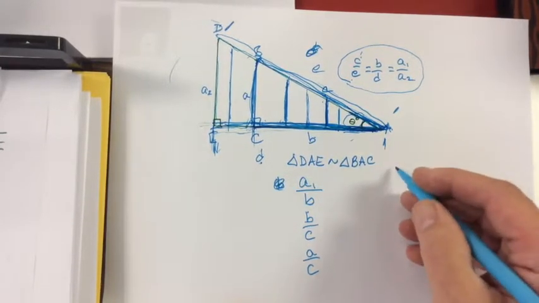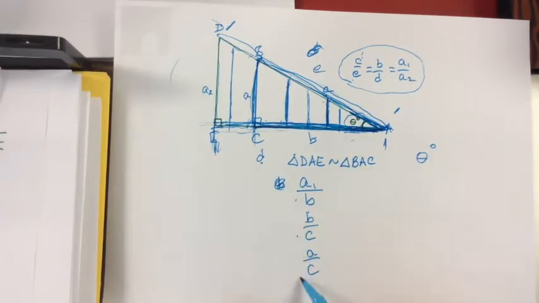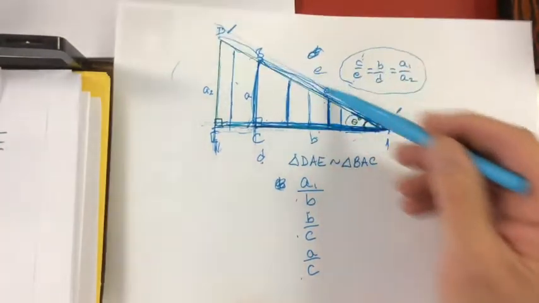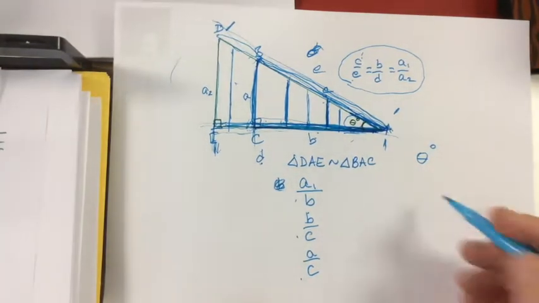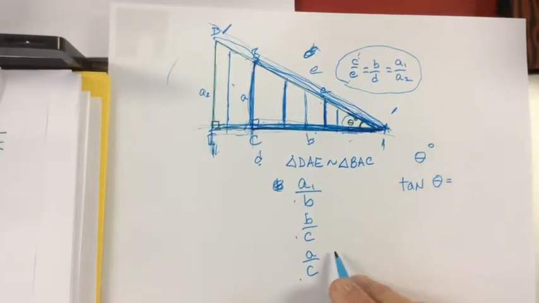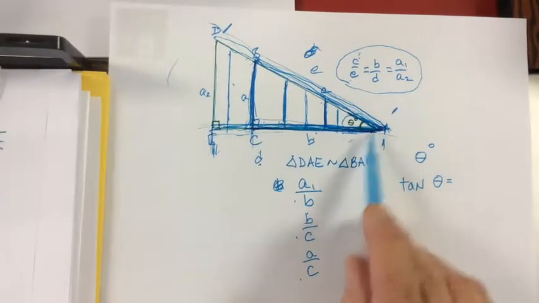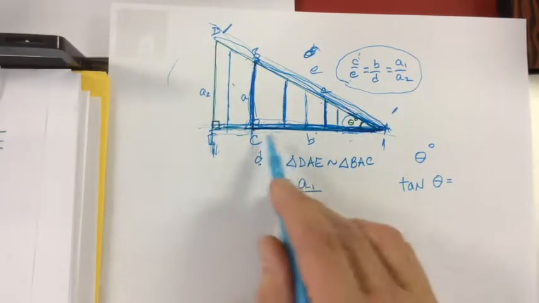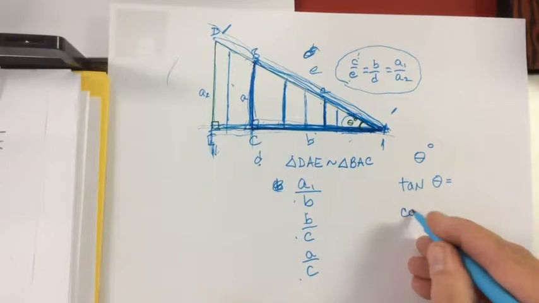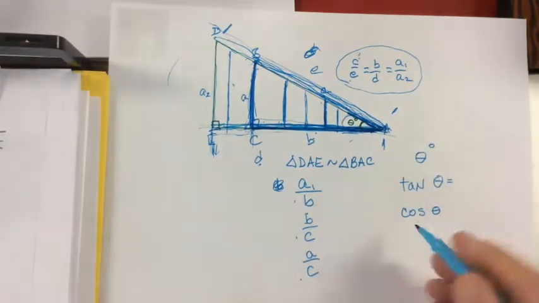So that means that for any angle theta, I could make a list of these things. Now you'll notice that A over B is actually the slope of this line, rise over run. We call this the tangent of theta. Which one is the tangent of theta? A1 over B. Rise over run, right? Because it's the same as the slope. This one here we call the cosine of theta. And this one here we call the sine of theta.